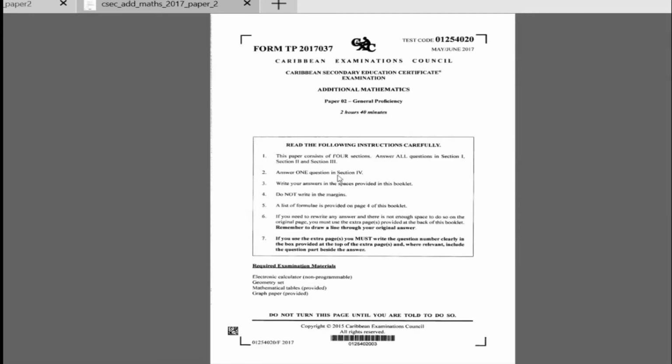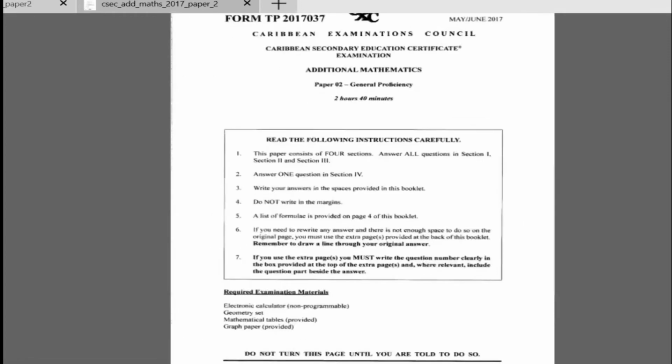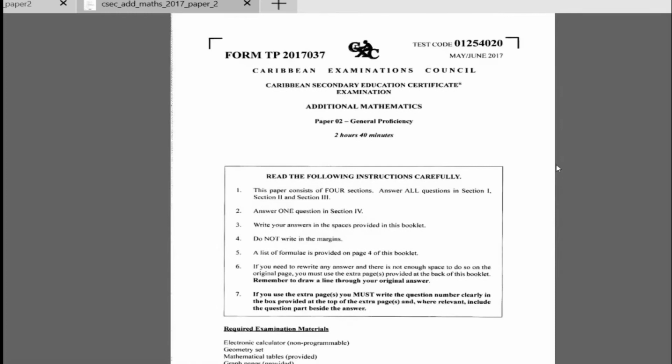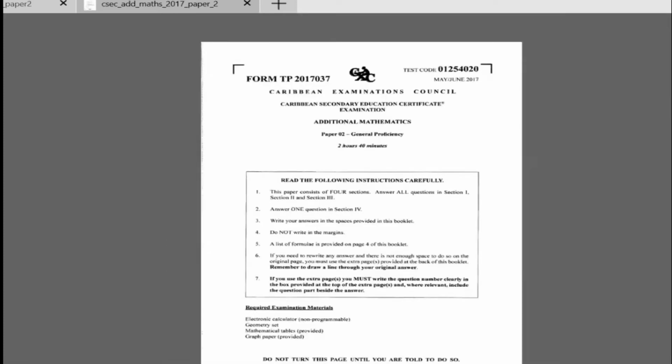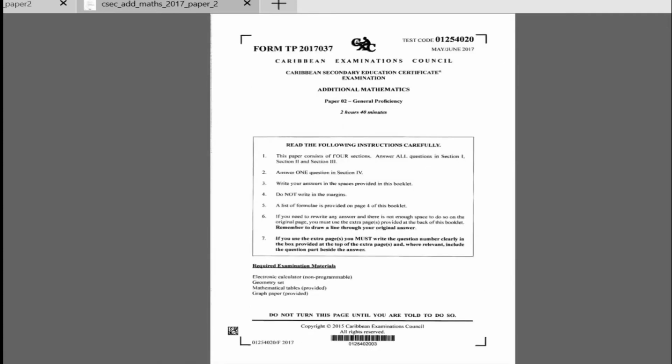All right, welcome. So today we're going to be going through the 2017 paper, and it's very easy. Again, it has 4 sections. I have 8 questions. You have to do everything from 1 to 6. And then in section 4, you choose either you do the statistics or you do the kinematics question. Okay, let's go ahead and start.